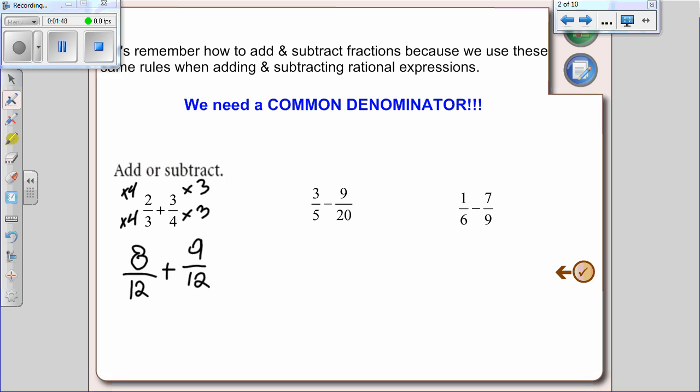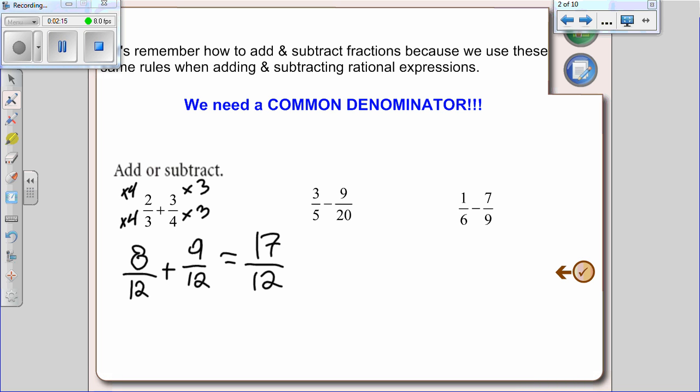Now you can just add the tops. You have 8 twelfths and you have 9 twelfths. You have 17 twelfths. No, we're not going to do any mixed fractions other than that. You're just going to write it like that. Nice and simple. You're going to simplify it if you can. But if you did this proper, you shouldn't be able to simplify.